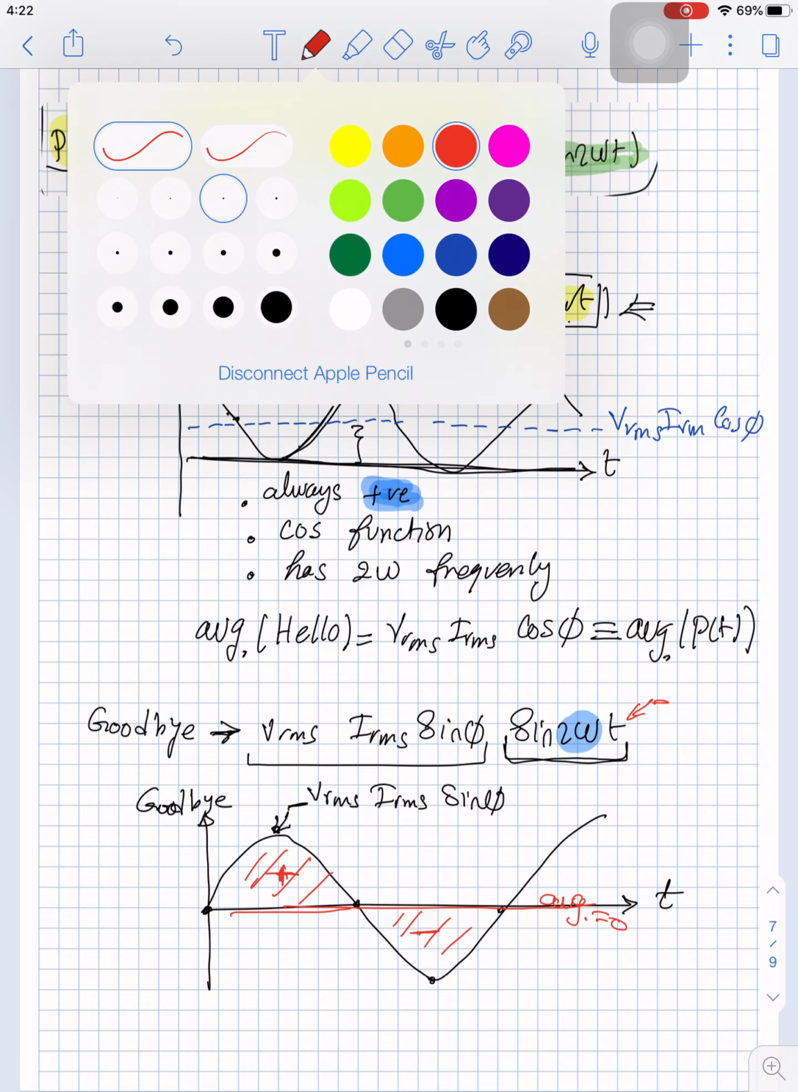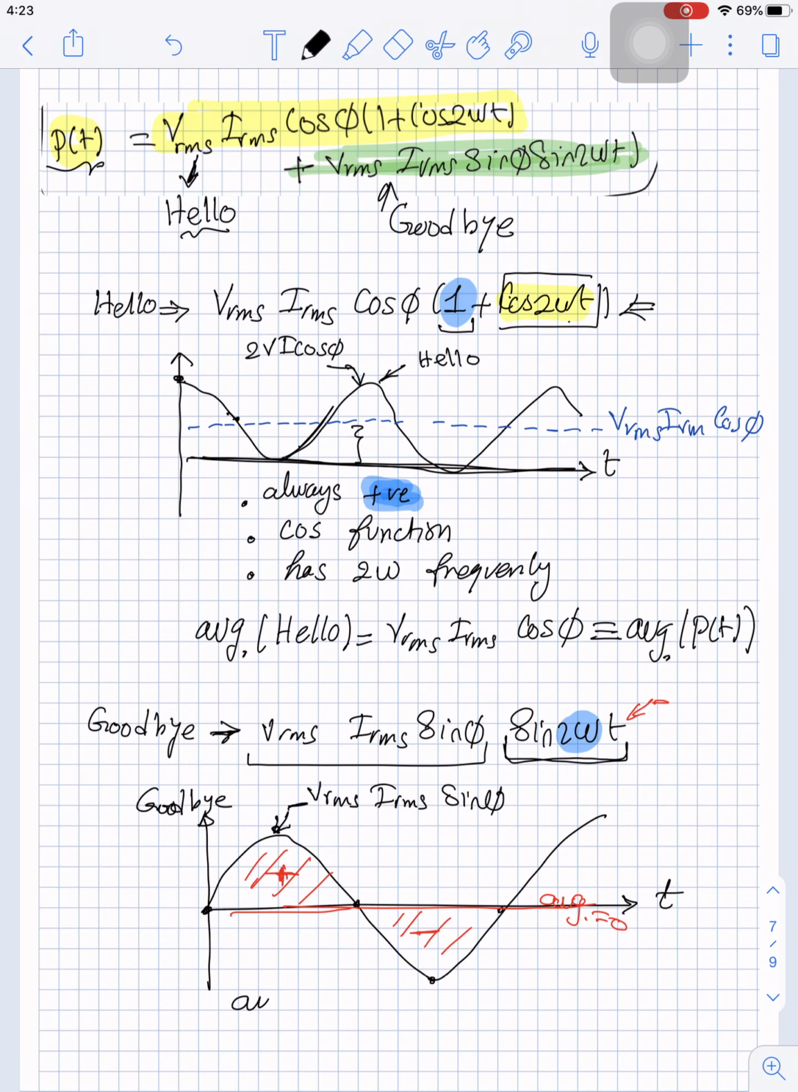So the average of the goodbye function is 0. The goodbye function is a sine wave. It's a sine function. The frequency is 2 omega. So the goodbye function is charging, discharging with 0 average. So it's not productive. It's interactive. It's an interaction between the source and the load.